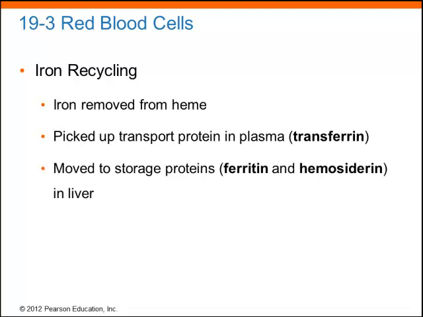Okay, so you remember I said we're going to recycle or store the iron. Once the iron is removed from the heme, it has to get into the bloodstream where you have a transport protein. That was one of our jobs of some of the plasma proteins. The one that carries iron is called transferrin, and it circulates until it gets to the liver cells that can pick it up and store it as either ferritin or hemosiderin in the liver. And that gives you a sort of stockpile of iron in your liver cells in case you don't get enough iron in your diet.